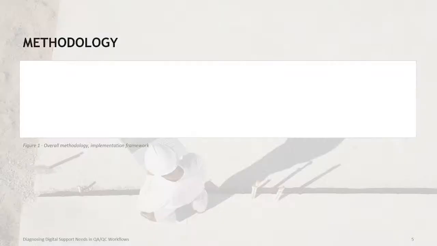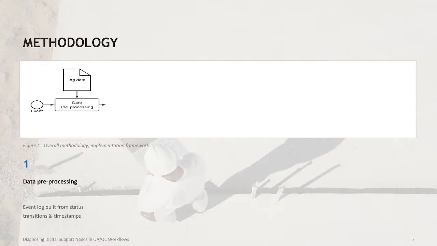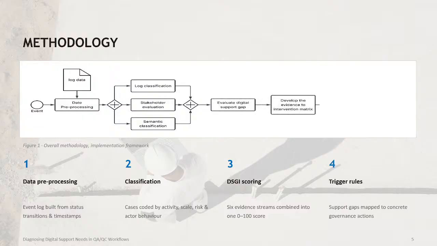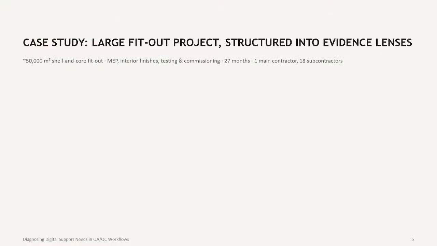Our methodology consists of 4 pillars. Number 1 is data pre-processing. We have a lot of events on the construction site. Then we classify this data by certain parameters like activity, scale, risks, and actor behavior. Third, we make a scoring using our DSGI index, and then we develop trigger rules based on this DSGI index, defining what has to be taken next. This is the overall methodology.